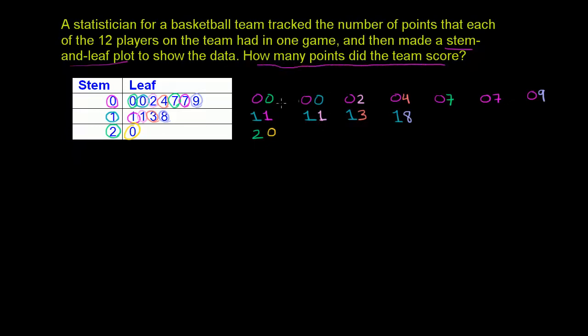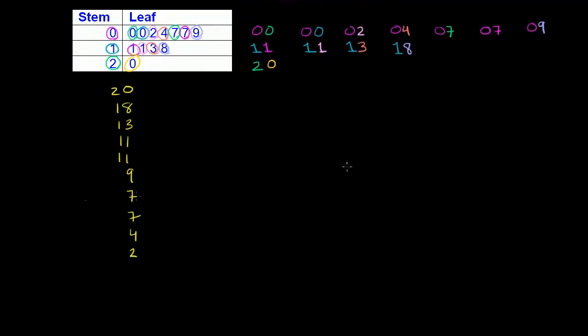So here we just have to add up all of these numbers right over here. I'll start with the largest. So 20 plus 18 plus 13 plus 11 plus 11 plus 9 plus 7 plus 7 plus 4 plus 2. Did I do that right? We have 2 11s, then a 9, then 2 7s, then a 4, then a 2, and then these 2 players didn't score anything. So let's add all of these up.